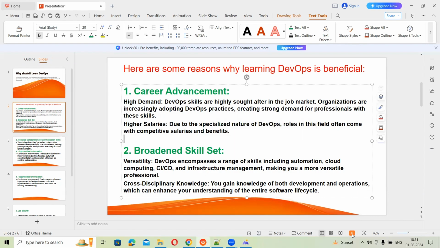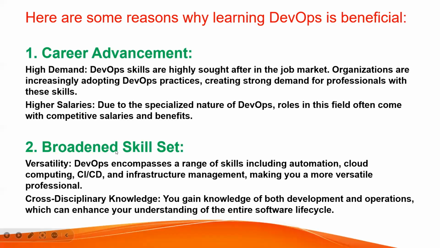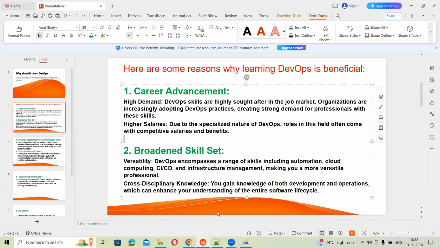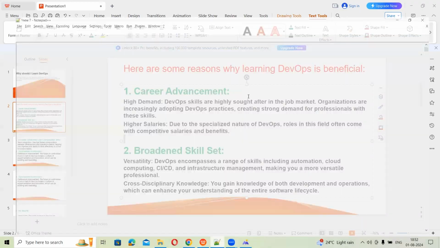Okay. Next is broad skill set, like versatility. DevOps encompasses a range of skills including automation, cloud computing, CI/CD. In DevOps we also divide into multiple types, like the cloud computing side, the CI/CD side, and infrastructure management. So we can get into different roles as well. Even in DevOps we have different types of roles.